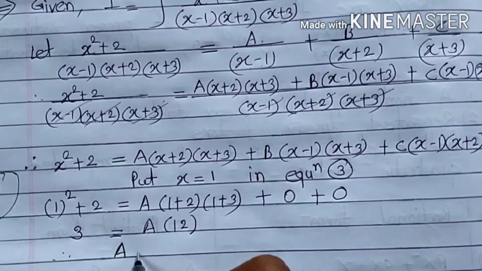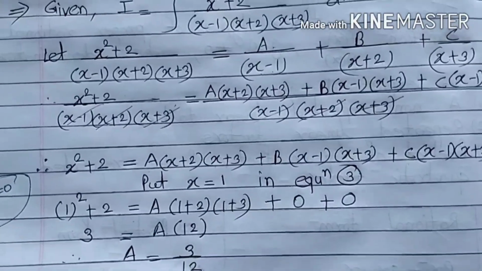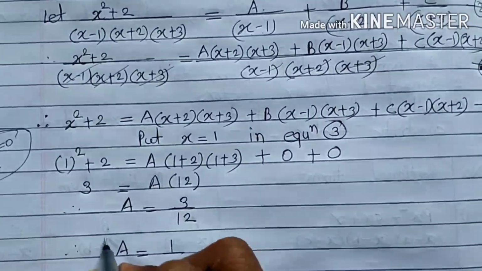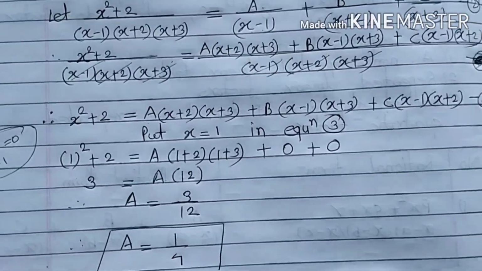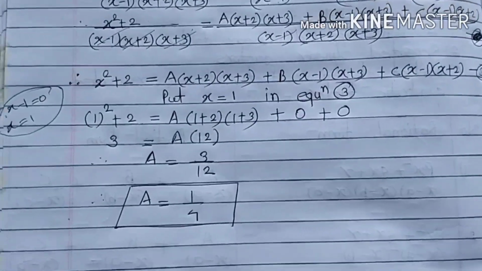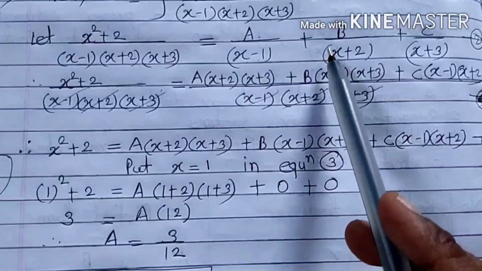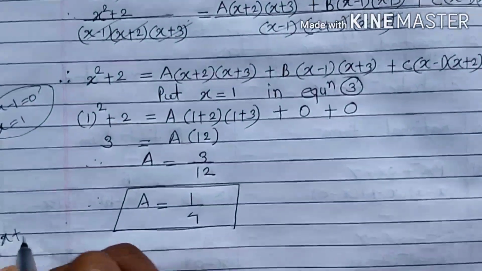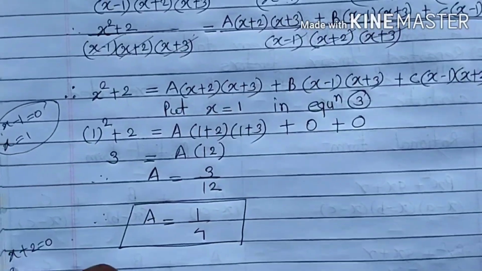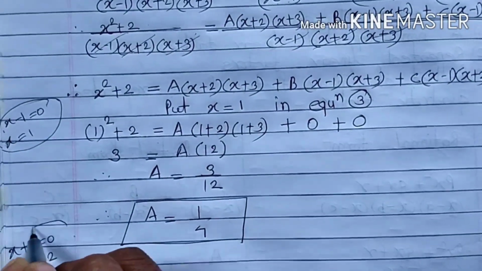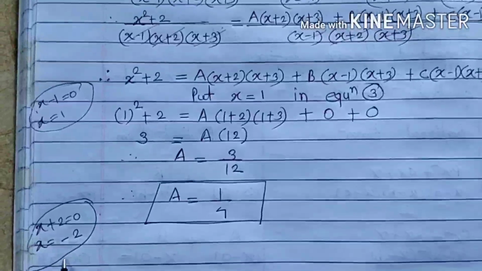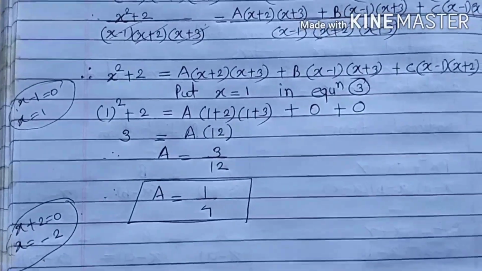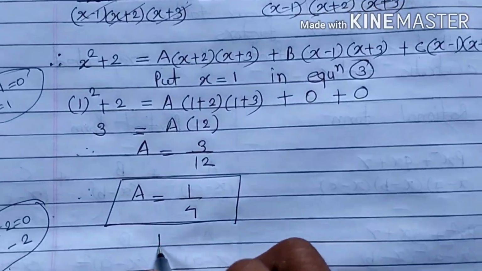Therefore, a is equal to 3 upon 12, which is a is equal to 1 upon 4. So we get our first unknown, a is equal to 1 upon 4. Now you can observe here x plus 2. So when we take x plus 2 equal to 0, then x equal to minus 2. There is no need to write it in your exam. It is only for your understanding. Okay. So you can write like that.